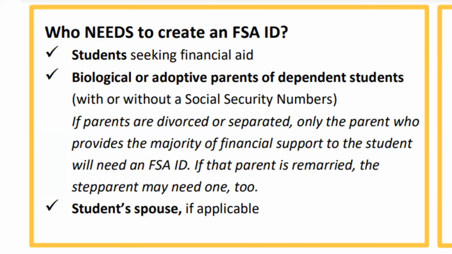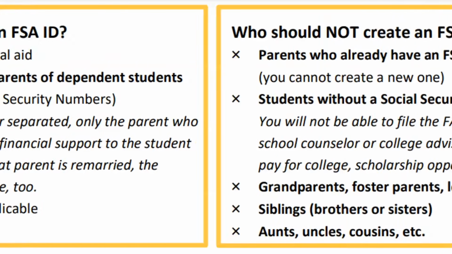Second, biological or adopted parents of dependent students, regardless of whether they have a Social Security number, may need an FSA ID. In cases of divorce or separation, information is required only from the parent who has provided the most financial support to the student in the past year. If the parent is remarried, the step-parent's information and potentially their FSA ID may be necessary. Third, for married students, the spouse's information and potentially their FSA ID may be necessary as well.